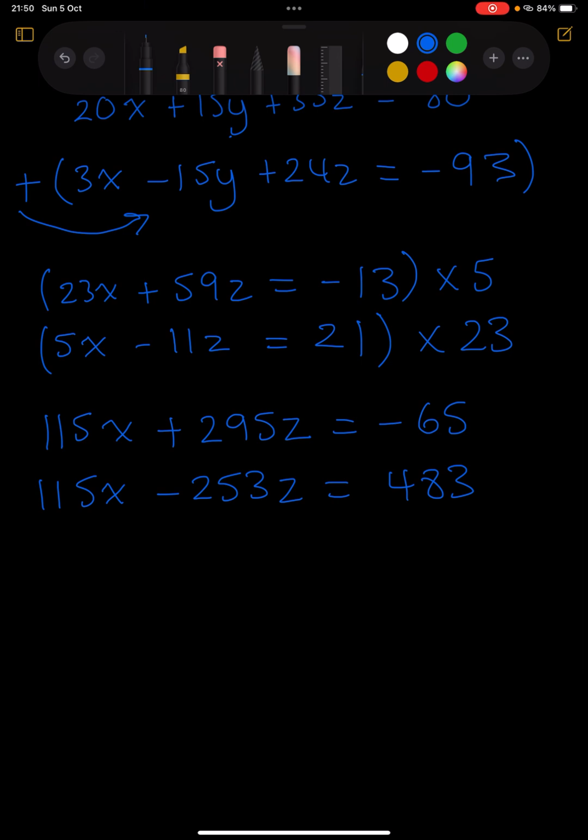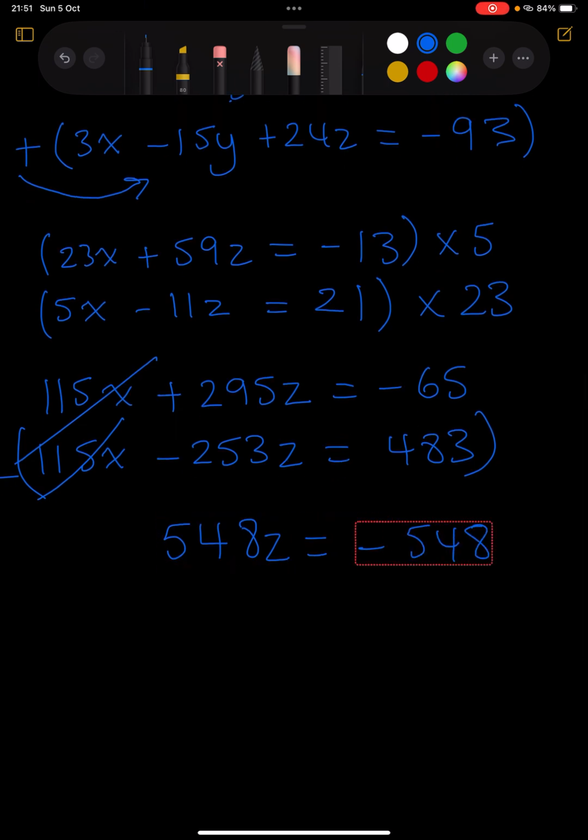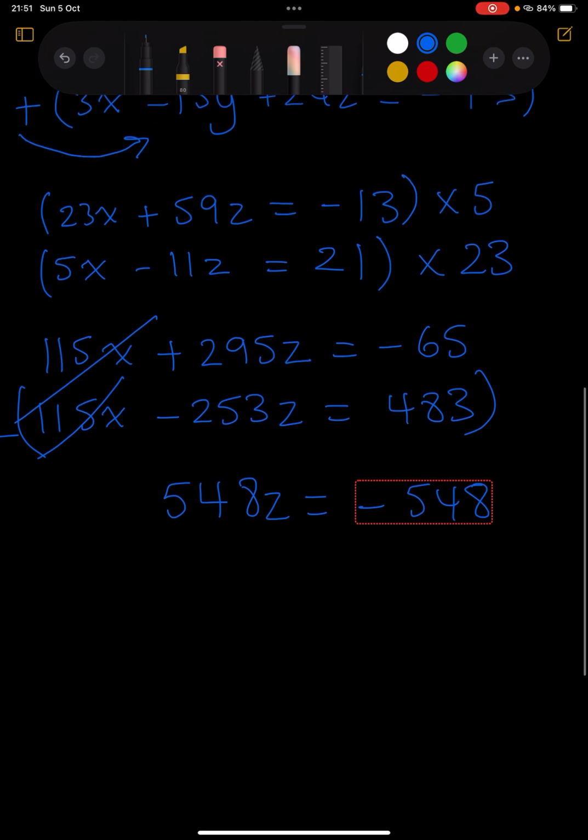Now I can just get rid of the x's by subtracting. So I'm going to subtract this whole thing through. So we have 115x minus 115x, that's going to cancel. Then 295 minus 253, so we should end up with 548z is equal to minus 65 minus 483 is going to give me minus 548. And just take this bit slow, make sure you're doing it on the calculator, don't guess it, and you should be okay. And you can see now z's just going to be equal to minus 1. So after all of that and all of those big numbers, we end up with z equals minus 1.